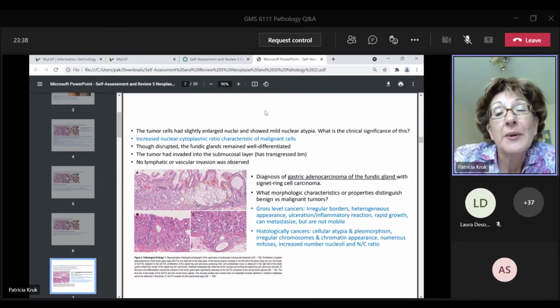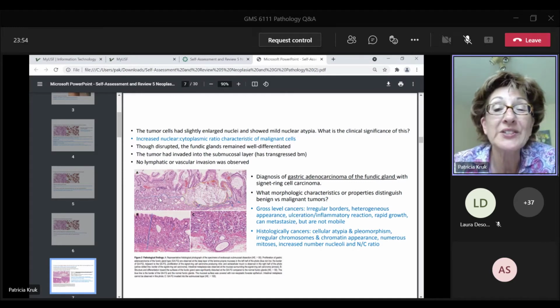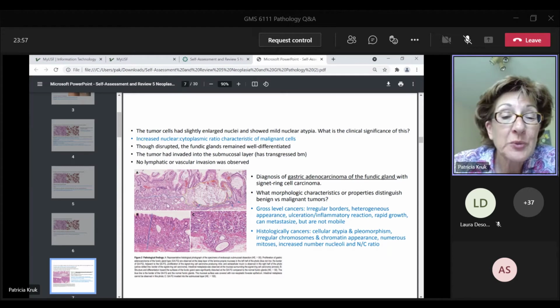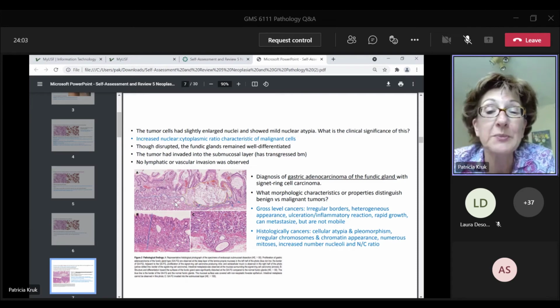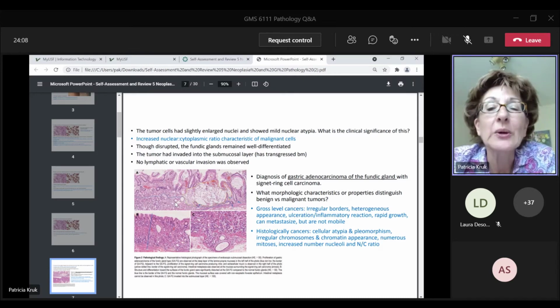And again, though they say the pattern is somewhat disrupted, the fundic glands themselves, where they're finding this malignancy, are relatively well differentiated. So you see some atypia, but generally when we look at this glandular material, it still looks like something you would recognize as normal histology. But nonetheless, some of the tumor has invaded into the submucosal layer, which means it has transgressed the basement membrane. Remember, we keep pounding this at you: once you disrupt the basement membrane integrity, you now officially have an invasive cancer.